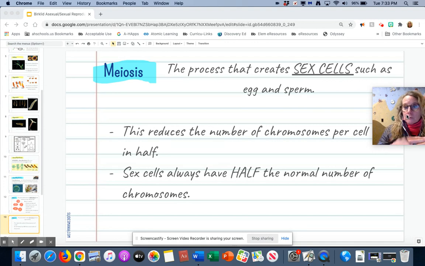Now, sometimes it doesn't work right, and sometimes we get organisms that have more or less than that, and that's due to other things, and we will talk about that, I promise. We'll talk about that when we talk about diseases. Okay. So mitosis makes body cells, and they have a full set of chromosomes. Meiosis makes sex cells, and they have a half set of chromosomes.